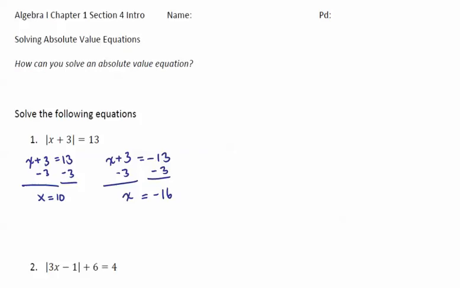So if I were to graph these, to just check my work, I have negative 16 and I have positive 10. And if I wanted to find the average, I add negative 16 plus 10, gives me negative 6, divided by 2 is negative 3. And the distance we know will be 13. And so we've double checked.